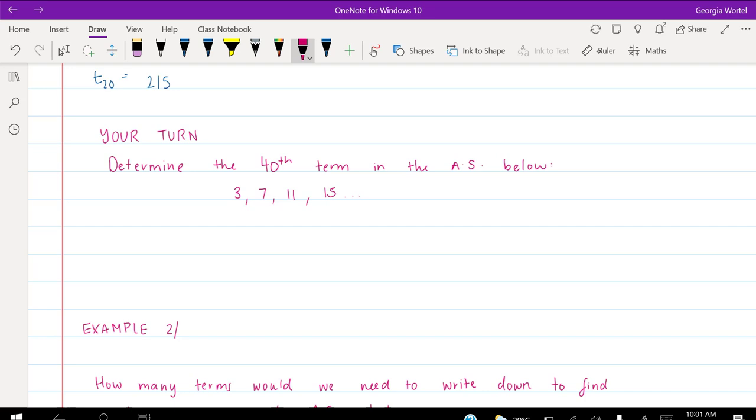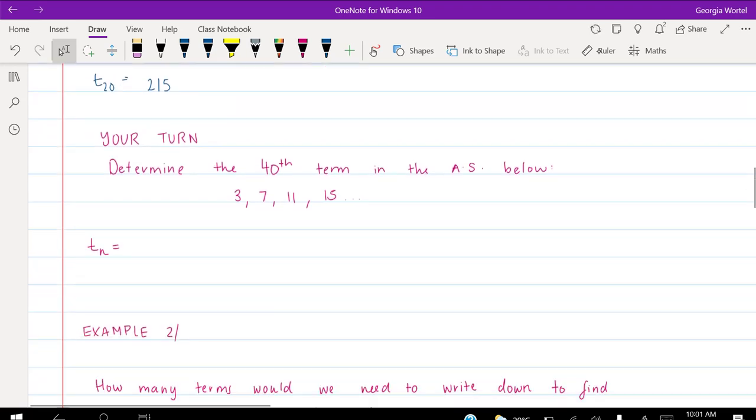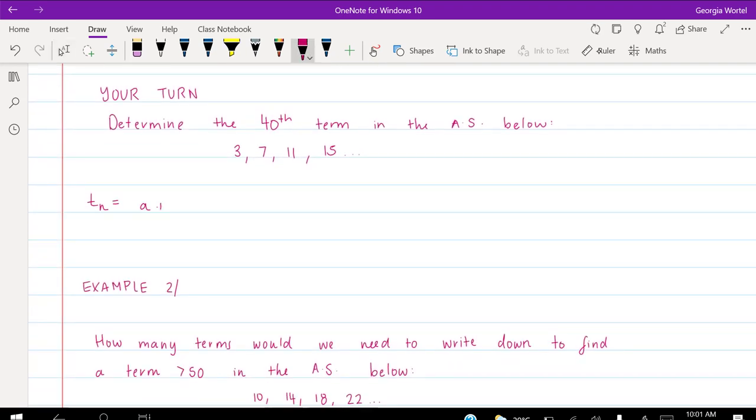Okay, I hope you paused the video. If not, that probably sounded really silly. But here we go. Our rule, Tn is equal to, and if you need to check it, go back up to where we wrote it, A plus N minus 1 times D. Our A value is 3. Our common difference, 3 to 7 is 4. 7 to 11 is 4. 11 to 15 is 4. Good. And our N, the one we want to work out, is 40.